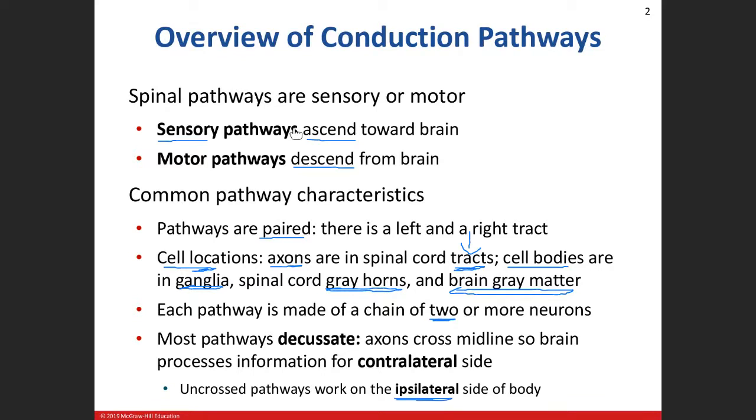So these characteristics, you'll see a test question on this. The pathways are paired. You need to know where the cells are located. The axons are in the spinal cord, and they're known as tracts. And then the cell bodies are either in the ganglion, the gray horns of the spinal cord, or up in the brain's gray matter. We'll have at least 2 or more neurons in these conduction pathways. A lot of these conduction pathways will cross over to the other side of the body. Some will stay on the same side.